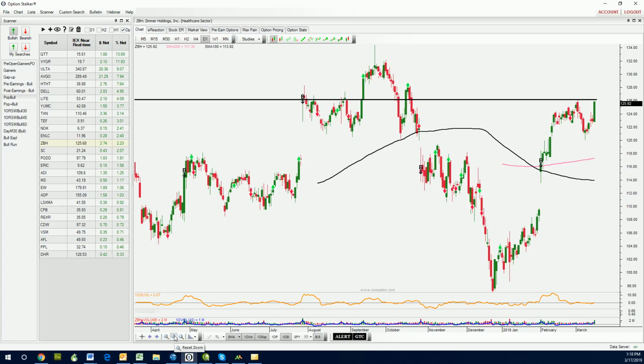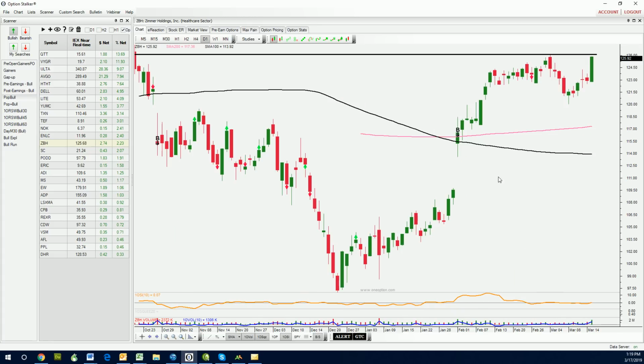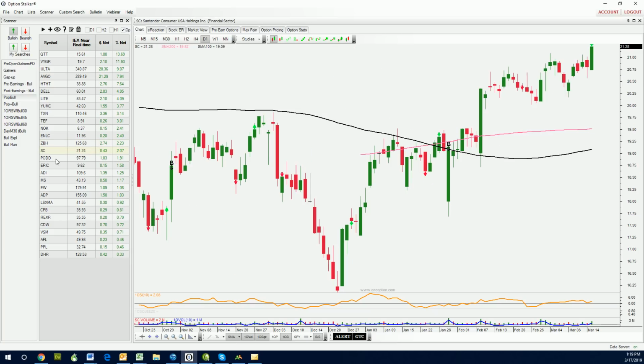I just clicked the minus sign on the magnifying glass. To return to a normal view, I'm going to click the blank magnifying glass, and I'm right back to square one. So ZBH, interesting, not my favorite. This is pretty choppy, but I do like the upward trend.